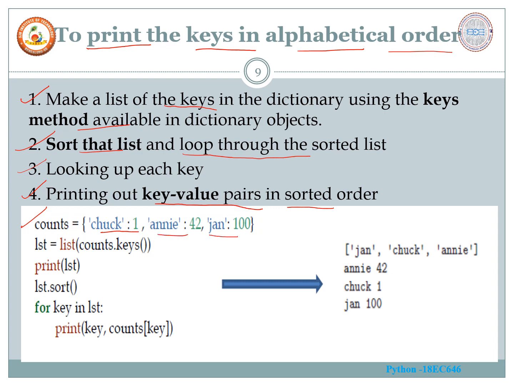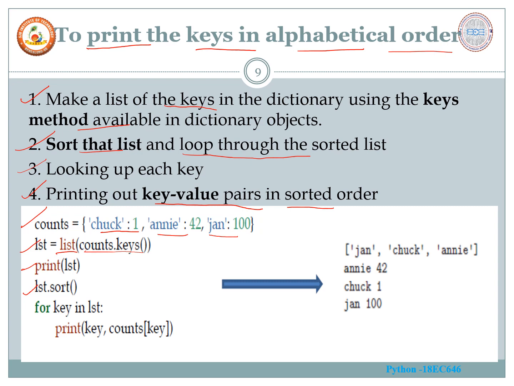Since it is not in a proper alphabetical order, what we are going to do is first create a list of it. Make a list of the keys which are available in the dictionary, take the count values of the respective keys and make a list of it. Then I will print the list.